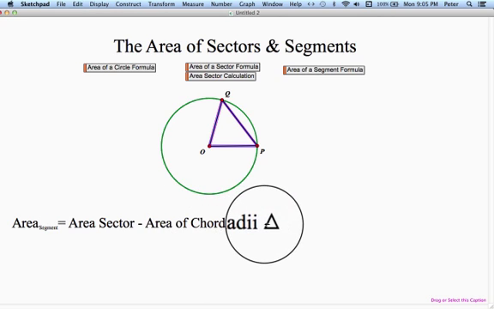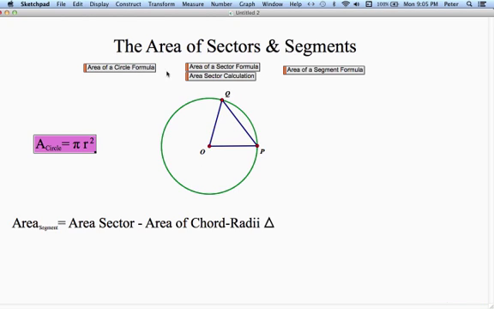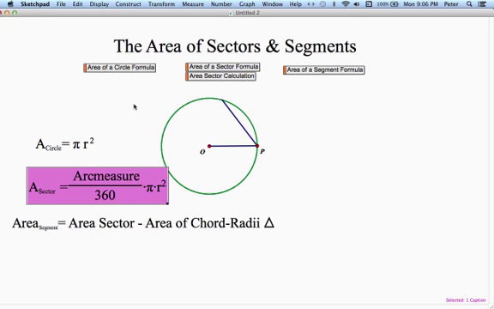Okay, so make sure those are in your notes. We've got 3 formulas in total: the area of a circle, the area of a sector, and then the area of a segment. Make sure these are in your notes.